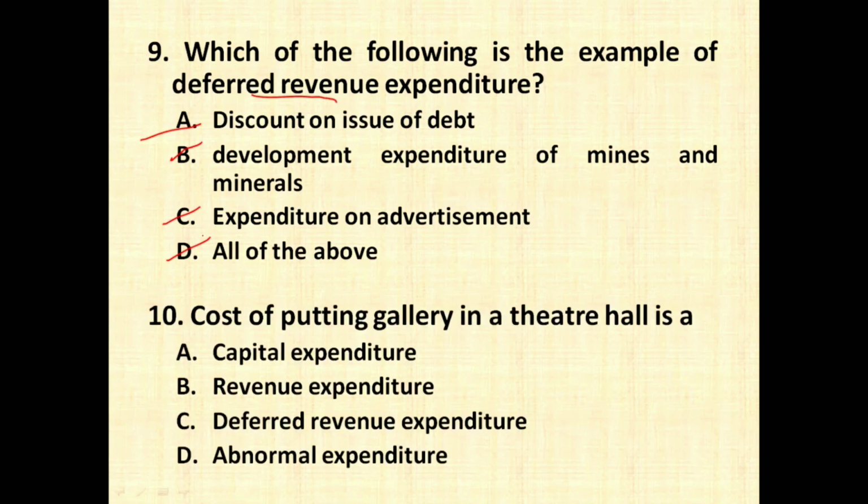So the last question for today's video is, cost of putting gallery in a theater hall is which type of expenditure? So if you are adding a gallery in your theater, then you are improving the size of the gallery, or you are making an improvement in your asset. So whenever you do an improvement in your asset or increase the capacity of the asset, it is treated as capital expenditure. So the right option is going to be option number A, that is capital expenditure.